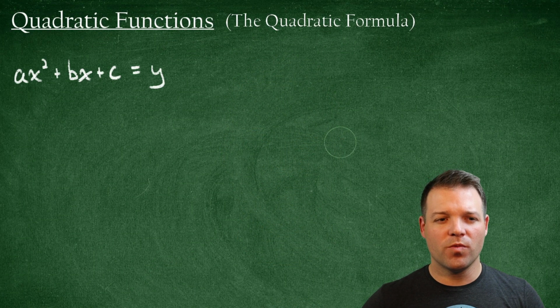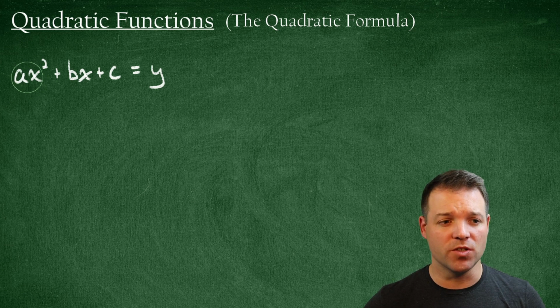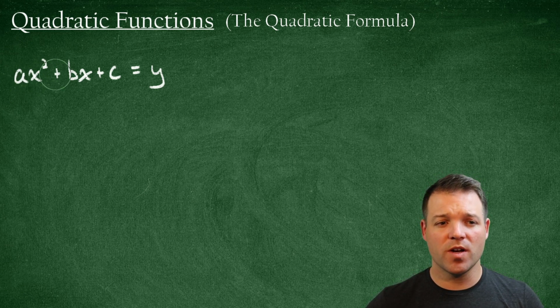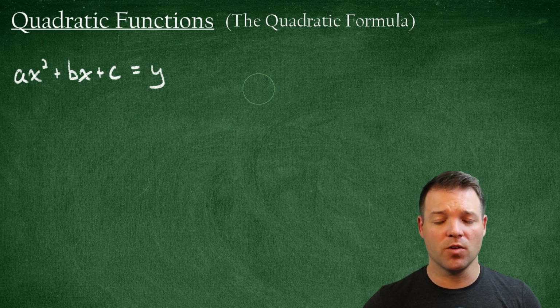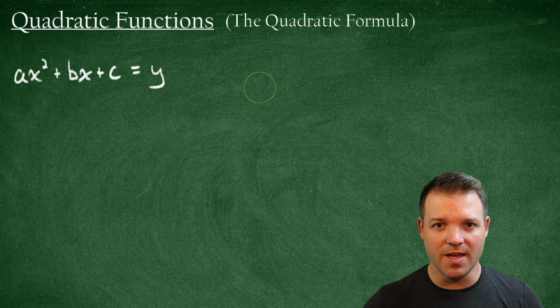Okay, so right now we're looking at the standard form of any quadratic, which is a polynomial with a degree of 2. And the standard form is ax squared plus bx plus c is equal to y. However, when we're referring to the quadratic formula, we're talking about the roots of that quadratic, or in other words, graphically speaking, where does that parabola cross the x-axis?